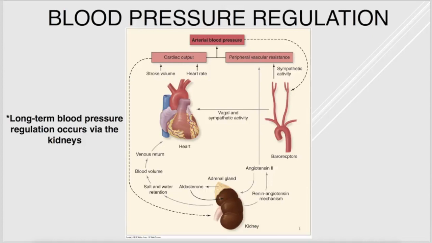Long-term blood pressure control, so blood pressure regulation. We do have a couple of short-term solutions, but the big takeaway here: long-term blood pressure regulation occurs by the kidneys. We went through the whole RAS system in class again. I'm not going to ask you about it on this exam, but of course that's fair game for the final.